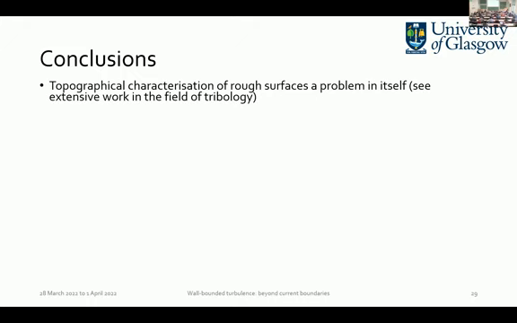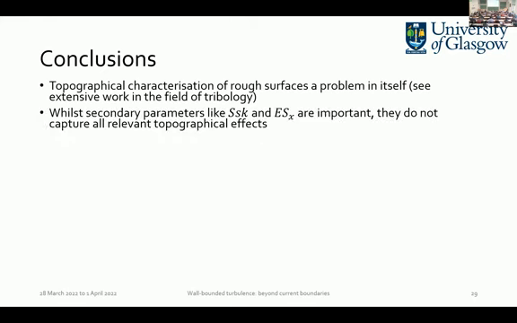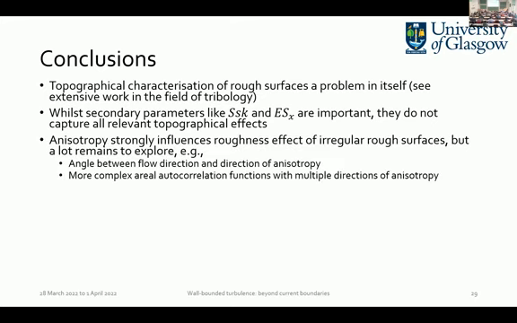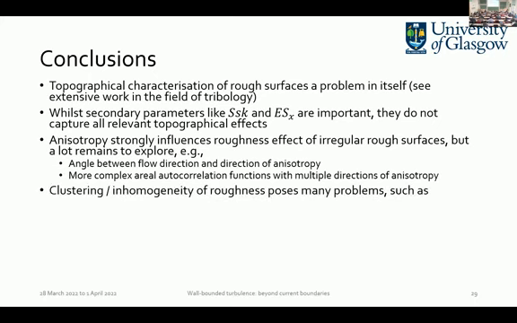So to conclude, first, hopefully you appreciate that the topographical characterization of irregular rough surfaces can be seen as a challenging problem in itself, and we should appreciate there is extensive work that has been done on this in the field of tribology. I have also shown the importance of skewness and effective slope, which have been widely studied in the literature, but that they also can't capture all relevant topographical effects. As an example, I discussed in depth the anisotropy of irregular rough surfaces.